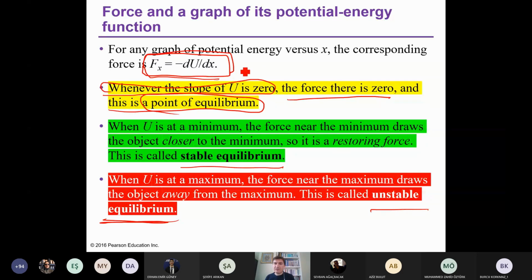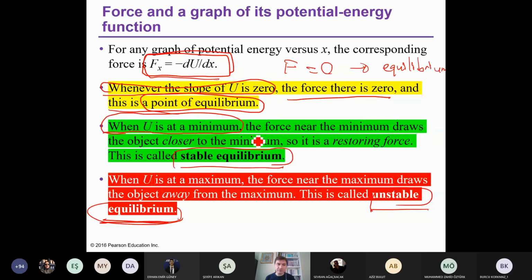Okay? But we have two types of equilibrium. One is stable equilibrium, the other one is unstable equilibrium. So what about the unstable and stable equilibrium? When potential energy is at a minimum, the force near the minimum draws the object closer to the minimum. So it is a restoring force. This is called stable equilibrium.